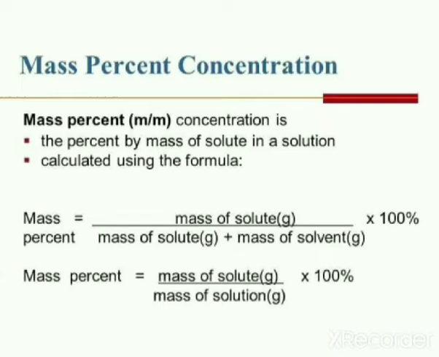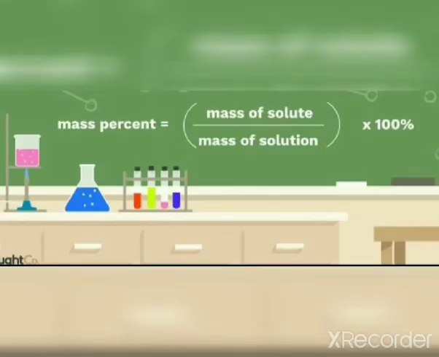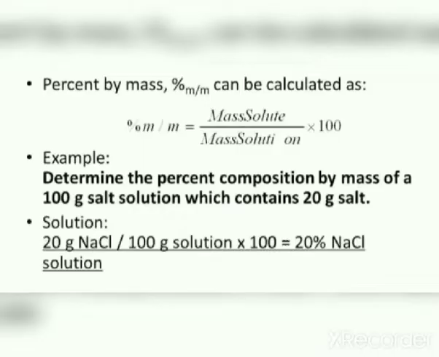Now, how can you calculate the mass of solution? Add the masses of the solute and the solvent. If you add the masses of the solute and the solvent, you can get the mass of the solution. So, mass by mass percentage is given as mass of the solute divided by mass of the solution into 100. Mass percentage of a solution is thus given as equal to mass of the solute by mass of the solution into 100.